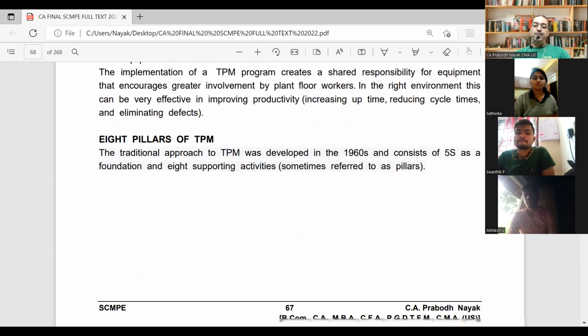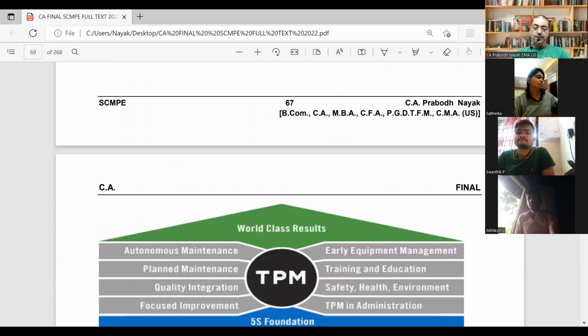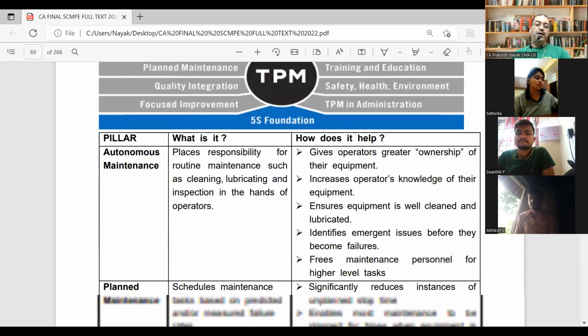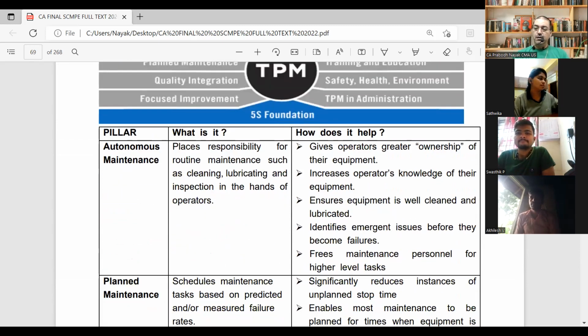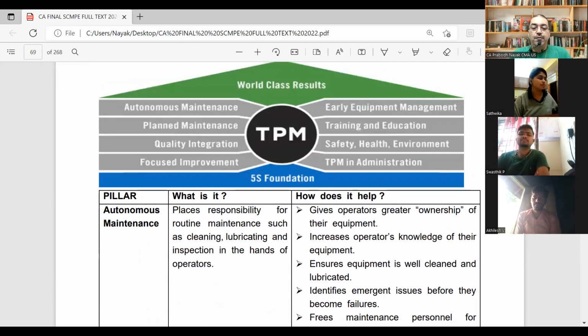Now, the 8 pillars of TPM. That is what questions will be based on. So let us come to the 8 pillars of TPM. The summary of the 8 pillars has been given at the top. We have autonomous maintenance, planned maintenance, quality maintenance, focused improvement, early equipment maintenance, training and education, safety, health, environment, and TPM in administration. Now let us look at all those 8 pillars individually and see what they are made up of, because short questions of 4 to 6 marks are asked on this part, TPM.